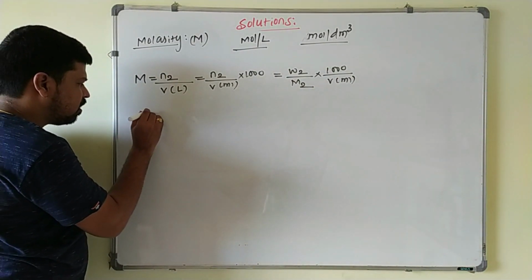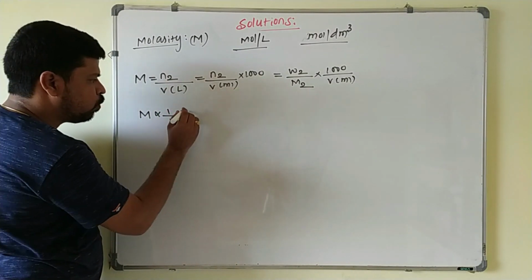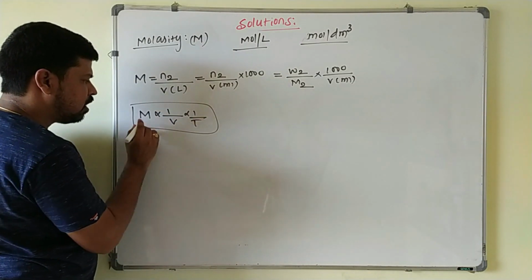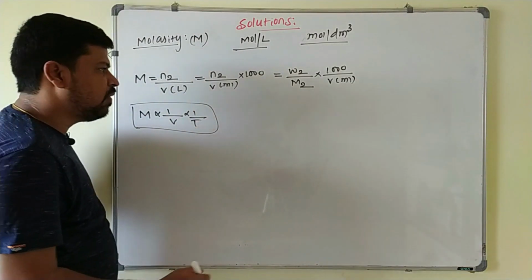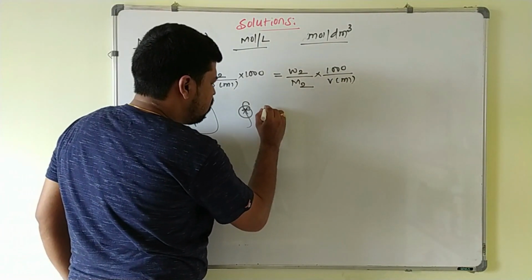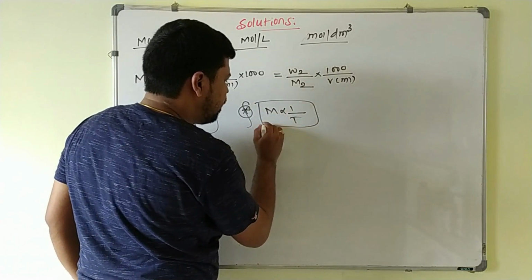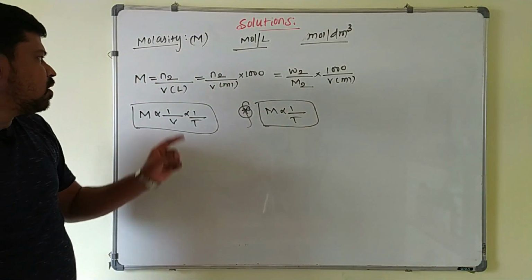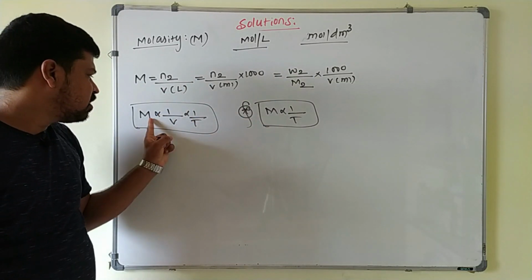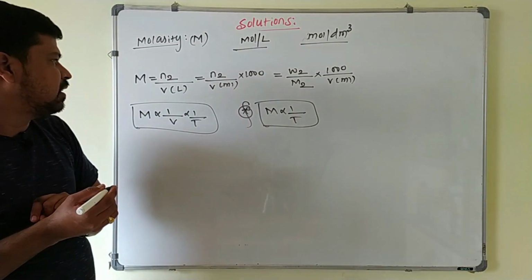Now you see here, this molarity is inversely proportional to the volume, and this volume is directly proportional to the temperature. So what happens here? Molarity varies inversely with the temperature. This is a very important point you have to remember. Molarity depends on the temperature because it involves the volume term. Volume depends on temperature, hence molarity varies inversely with the temperature.